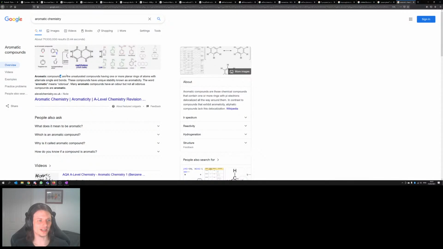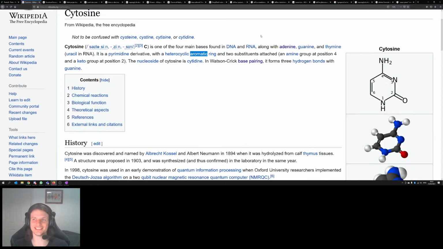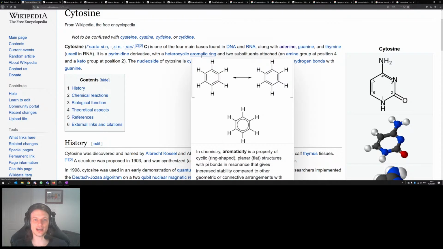Aromatic compounds are the unsaturated compounds having one or more planar rings of atoms with alternate single and double bonds. These compounds have unique stability known as aromaticity. The word aromatic means odorous. Wow, it does. Alright, fair enough. Many aromatic compounds have an odor, but not all odorous compounds are aromatic. Very interesting. Okay, so it is a pyrimidine derivative with a heterocyclic aromatic ring.